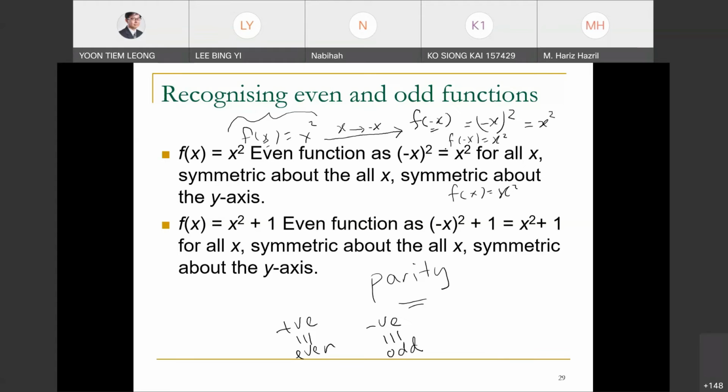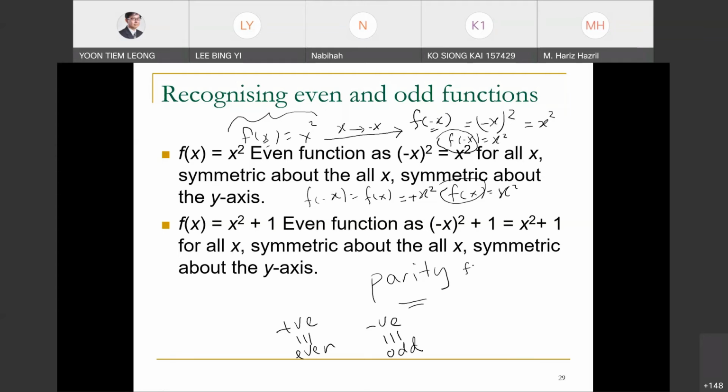So what you do is that you compare this to this, right? So you compare this to this. So you find that f of minus x and f of x are exactly the same with the same sign, which is positive. So we say that x squared is having a positive parity. An example would be this.